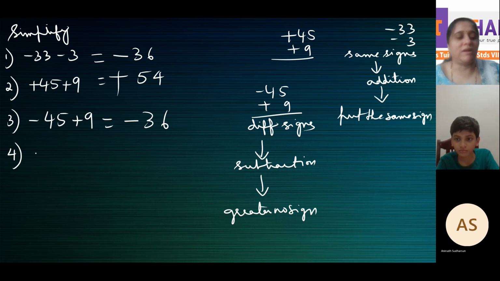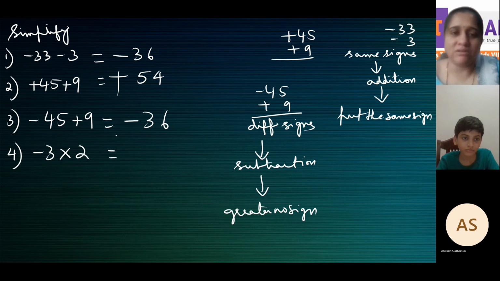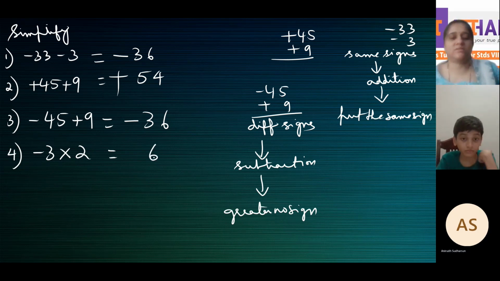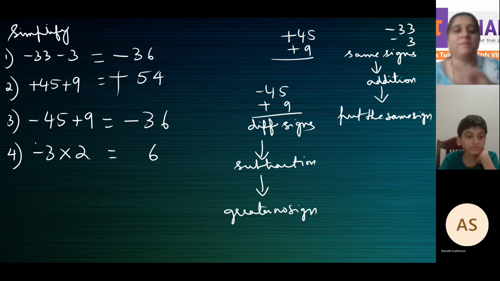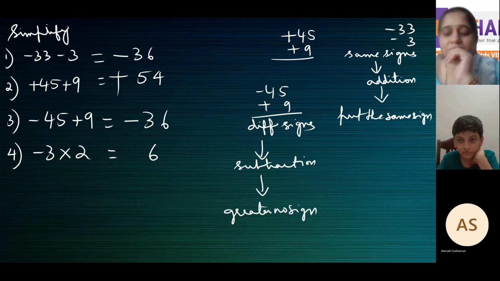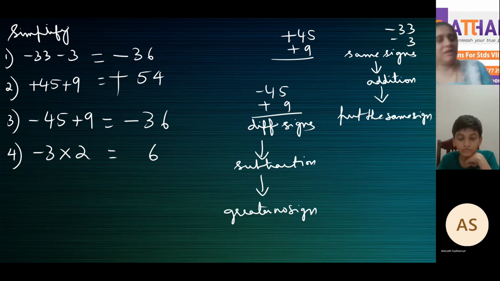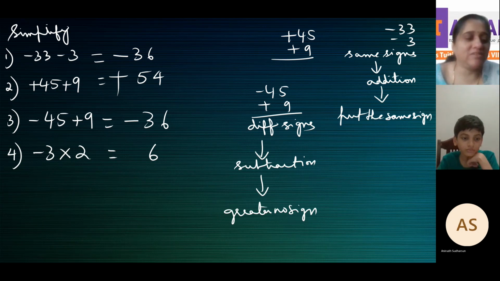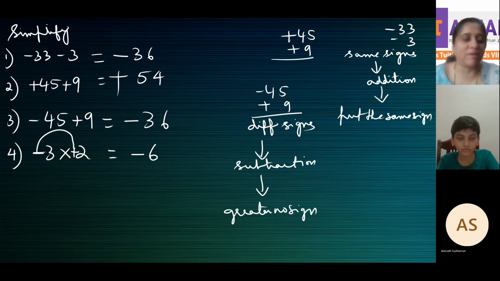Now let's see how we multiply. Supposing you have to multiply minus 3 and 2. In multiplication, you must multiply the signs and multiply the numbers. 3 into 2 is 6. So when you multiply the signs, minus into plus is minus. So minus into plus is minus, 3 into 2, 6.